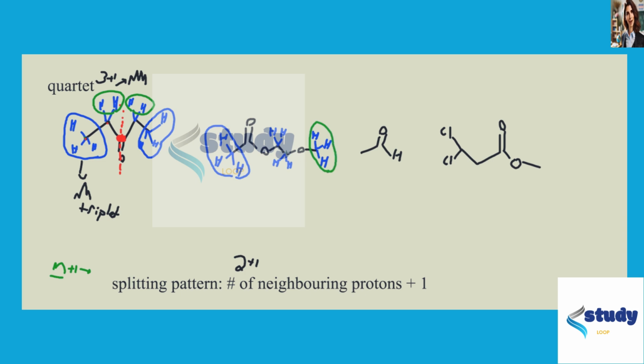Then we have the CH2 that's bound to another CH2 and bound to an electronegative oxygen atom here. So we can say that this is one unique set of protons.